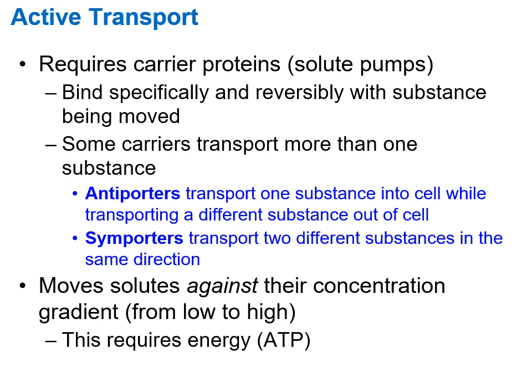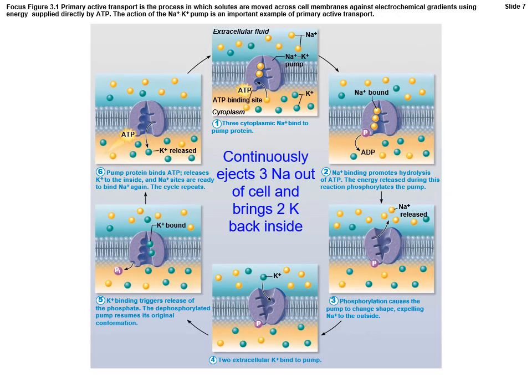Symporter means that these two items can move simultaneously in the same direction. So this is like they're either both entering the cell or they're both exiting the cell. Once again, it's still going against the concentration gradient. It's still requiring ATP.